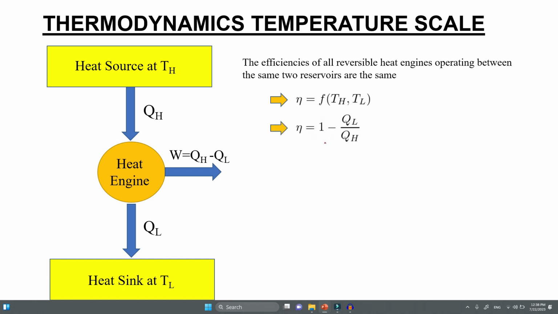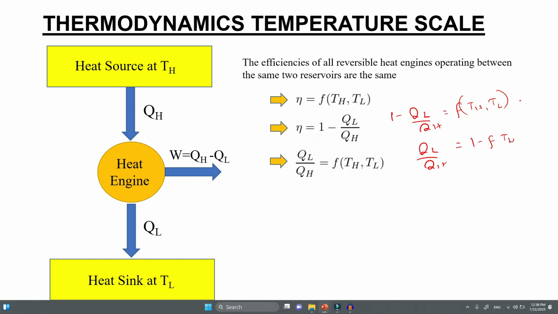So the efficiency of any heat engine can be written like this: 1 minus QL by QH. So efficiency is a function of TH and TL. That means 1 minus QL by QH is equal to a function of TH comma TL. So QL by QH is equal to 1 minus a function of TH and TL. This can be written as a new function f dash of TH and TL. Right, this is also a function.